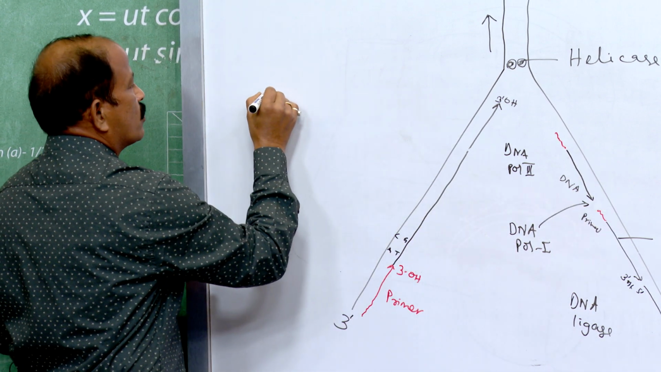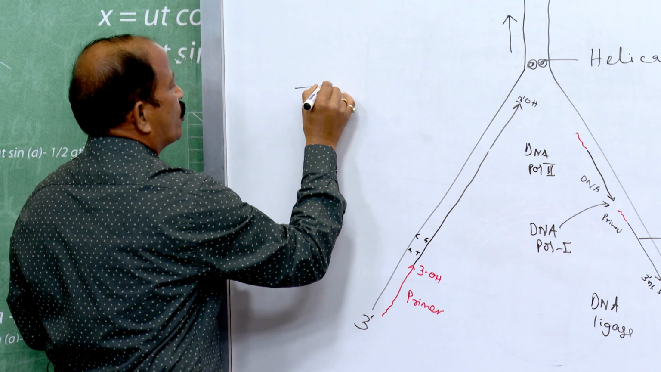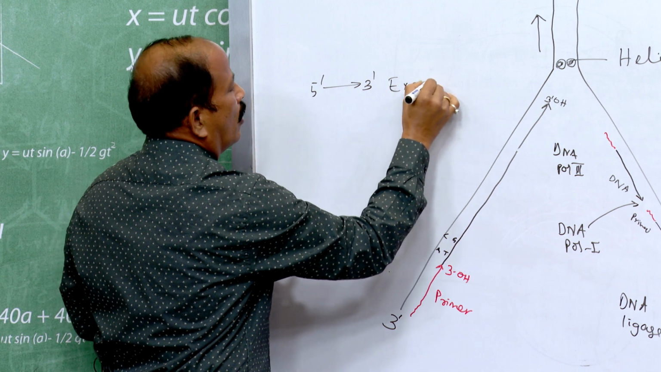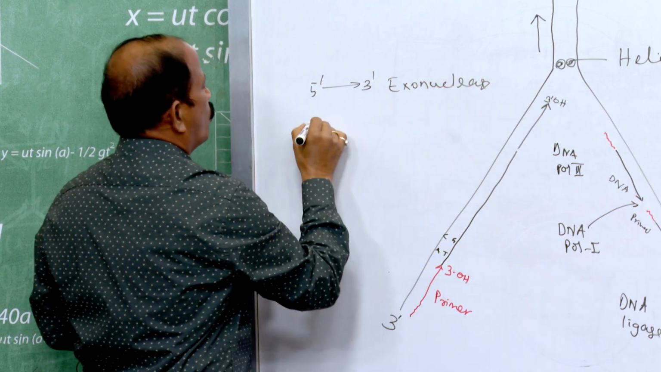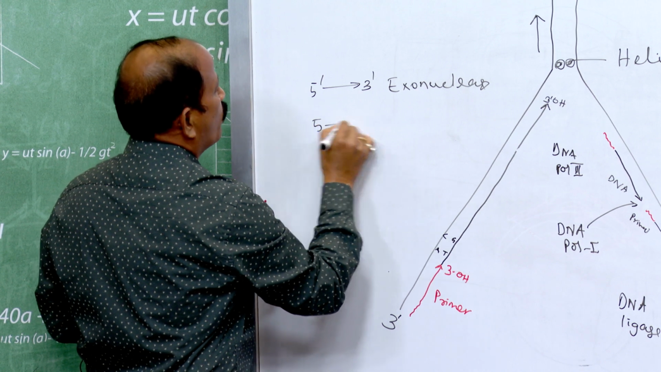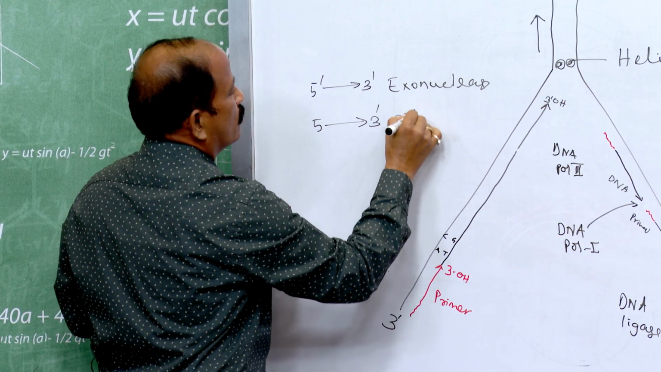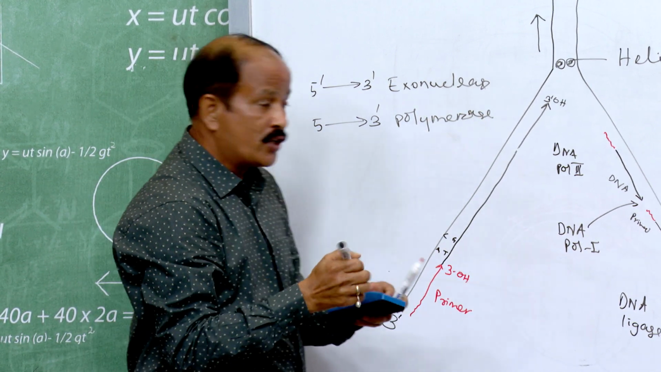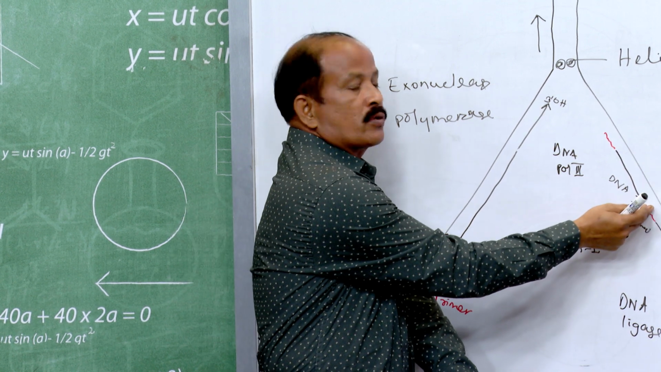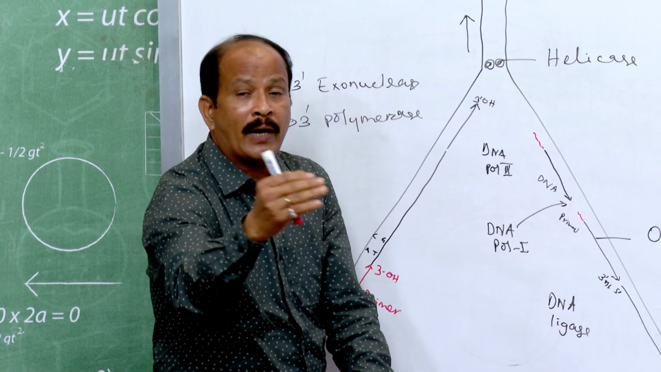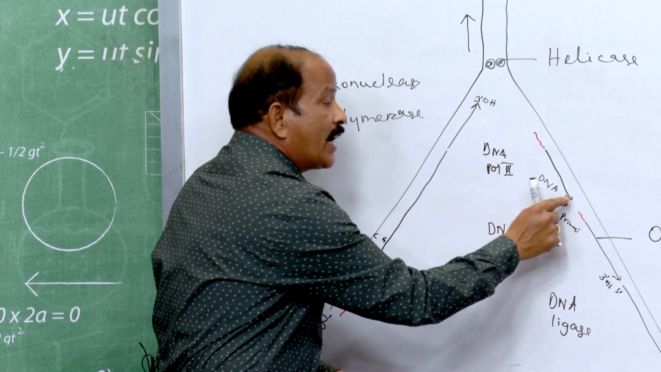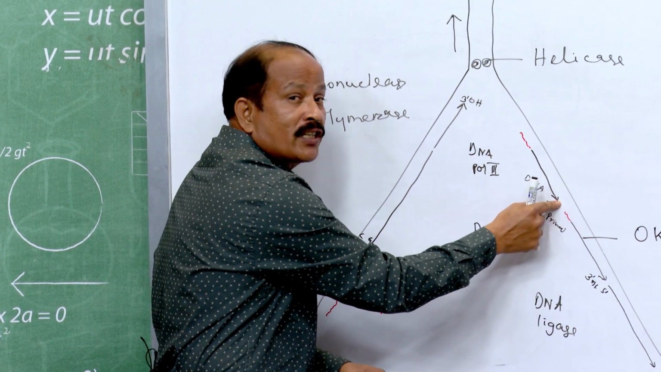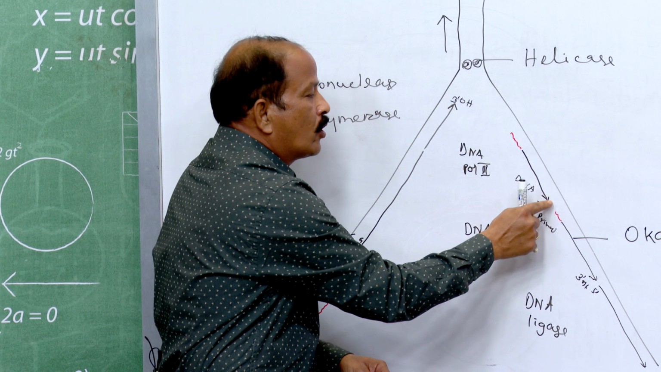This DNA polymerase is a 5' to 3' exonuclease, and side by side it is also a 5' to 3' polymerase. So it is a bifunctional enzyme. The dual action of this enzyme: it removes the RNA primer by 5' exonuclease activity, and side by side it elongates by adding new nucleotides to the 3' OH end of this DNA, so that the gap is filled.